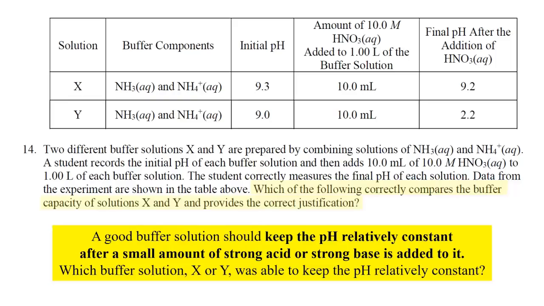Now, looking at the information in this table, which buffer solution, X or Y, was able to keep the pH relatively constant? So for solution X, the initial pH is 9.3, and then after the strong acid is added, the final pH is 9.2. So that's pretty good. Now, for solution Y, initially the pH was 9.0, but then after the strong acid was added, the pH went all the way down to 2.2. That's not a good buffer.